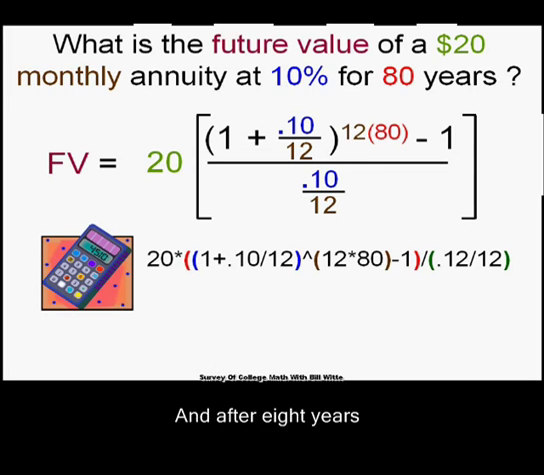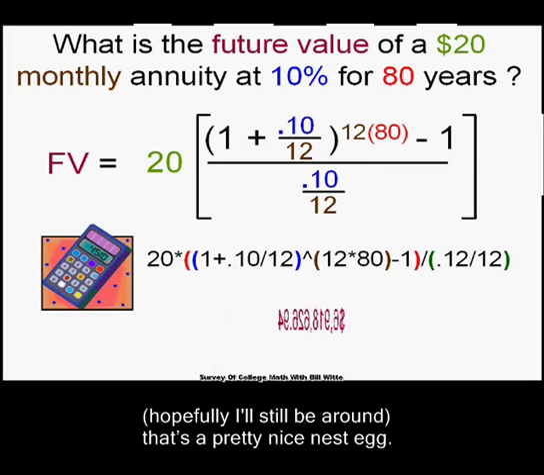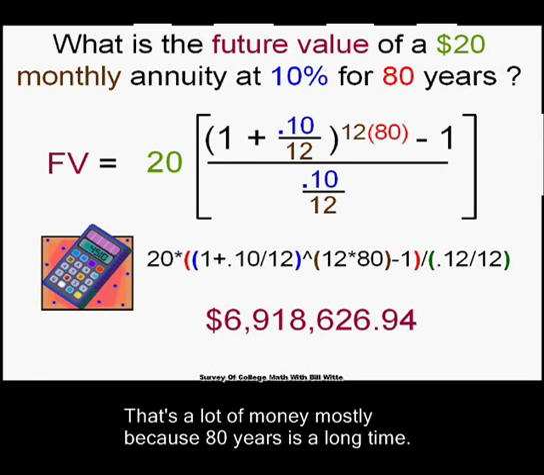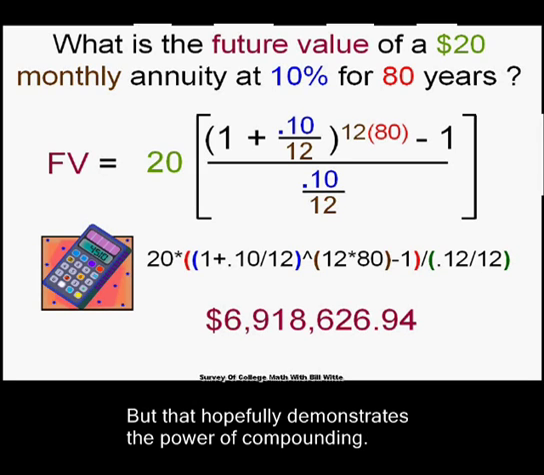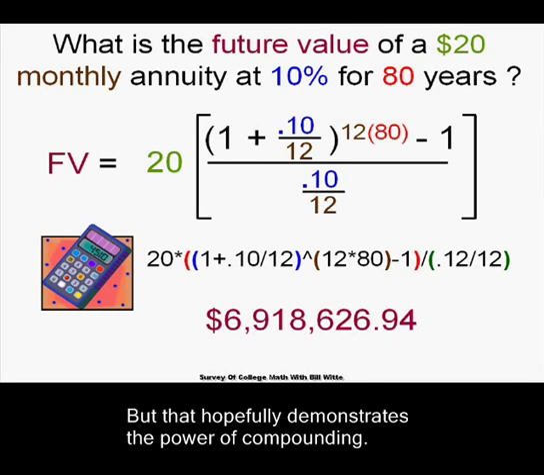And after 80 years, hopefully I'll be around, but it would be very good to put in $20 a month for 80 years. Some people start that when their grandchild is born, or when someone's born. They start putting in an amount thinking that, geez, when this person retires, I'll be able to pay their retirement. That's a pretty nice grandparent. But that's a lot of money, only because 80 years is a long time. But that hopefully demonstrates the power of compounding.